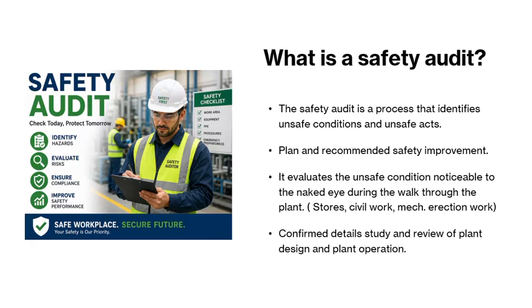A safety audit is the process that identifies unsafe conditions and unsafe acts, plans and recommends safety improvements, and evaluates the unsafe conditions noticeable to the naked eye during a walk through the plant, like the storage area, civil walls, and machinery. It also involves a detailed study and review of the plant design and the plant operation.